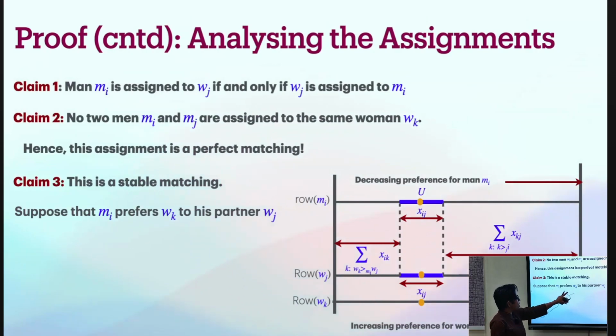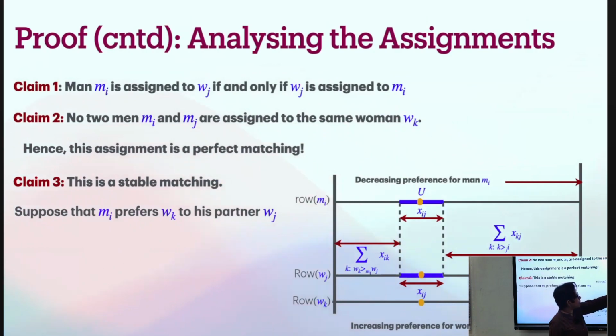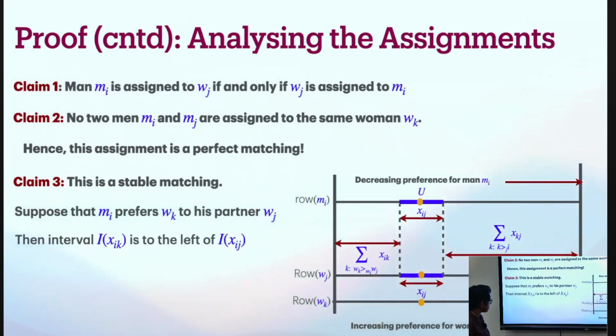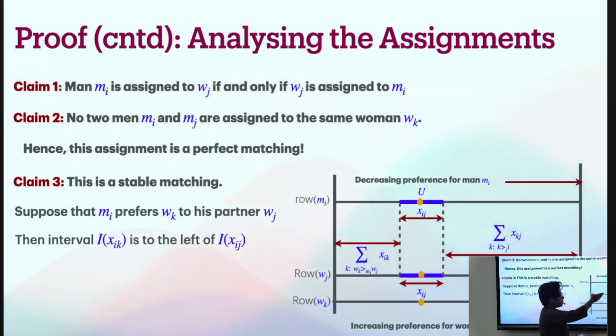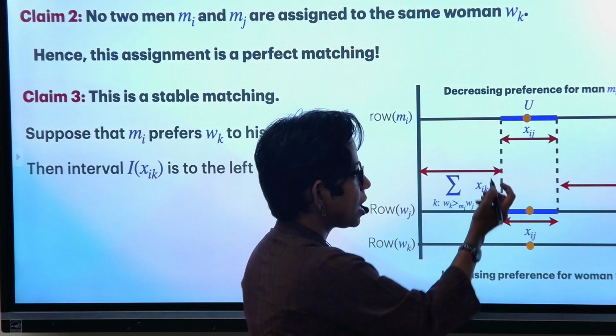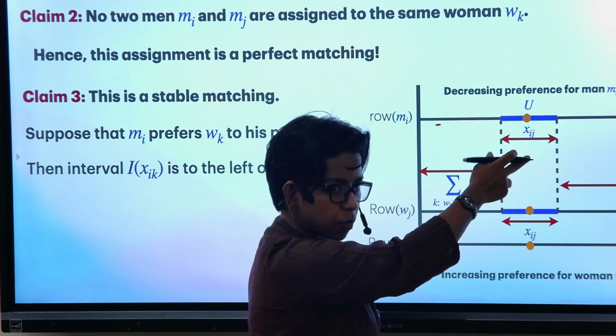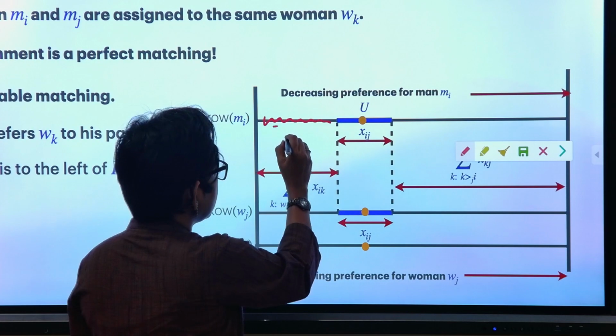So, suppose that Mi prefers Wk to his partner in this assignment, Wj. So, U is here in Xij, U also falls in this interval. Because Mi prefers Wk more than this woman Wj, it must be that the interval that this woman Wk corresponds to must appear to the left of this woman J, somewhere here, correct. Let me write Wk here.